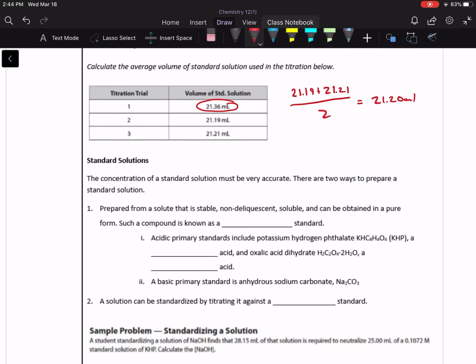When performing a titration, it's very important that our standard solution's concentration is very accurately known. And so there's two ways to prepare a standard solution.